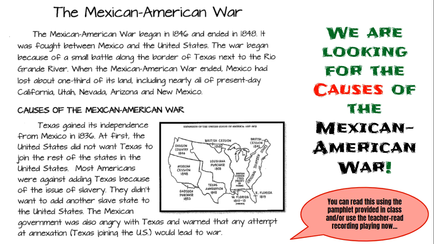Causes of the Mexican-American War. Texas gained its independence from Mexico in 1836. At first, the United States did not want Texas to join the rest of the states in the U.S. Most Americans were against adding Texas because of the issue of slavery. They didn't want to add another slave state to the United States. The Mexican government was also angry with Texas and warned that any attempt at annexation or to add Texas into the U.S. would lead to war.